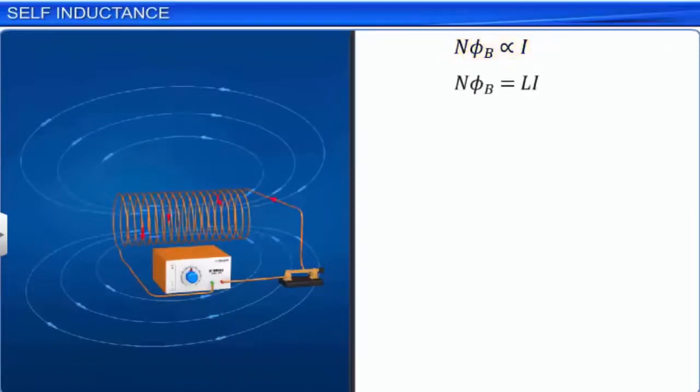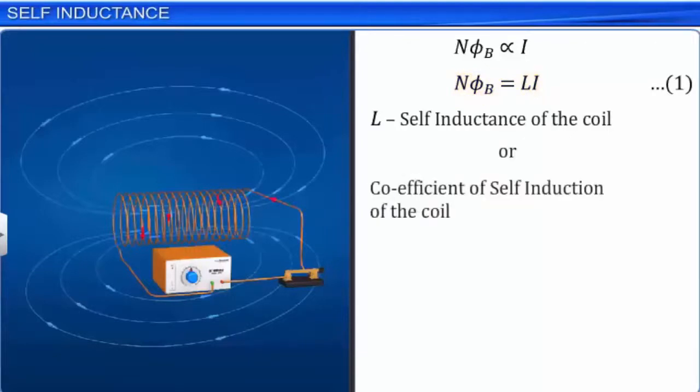Replacing the proportionality symbol with a constant, we get NΦB equals L times the current I, where the proportionality constant L is called the self-inductance of the coil. Let this be equation 1. L is also called the coefficient of self-induction of the coil.